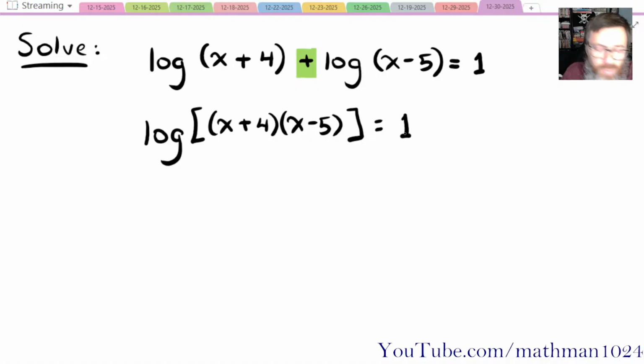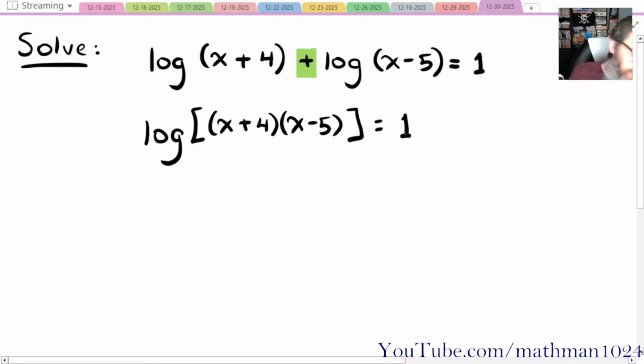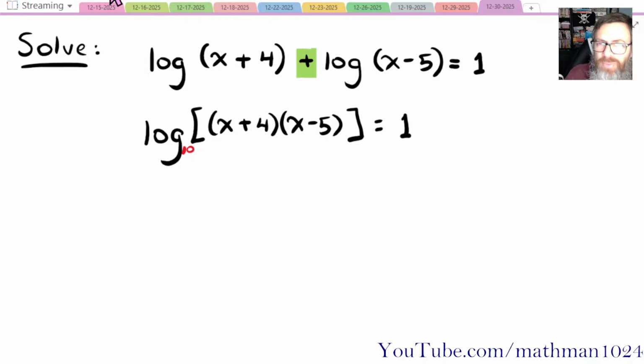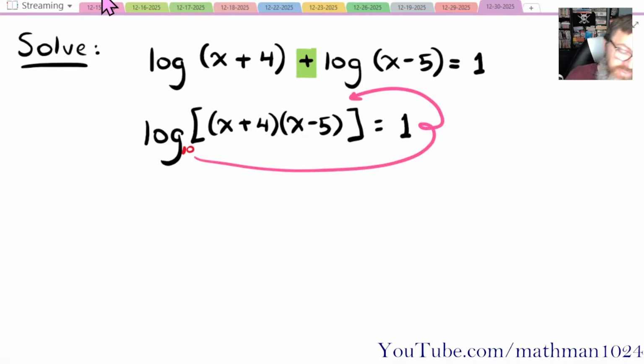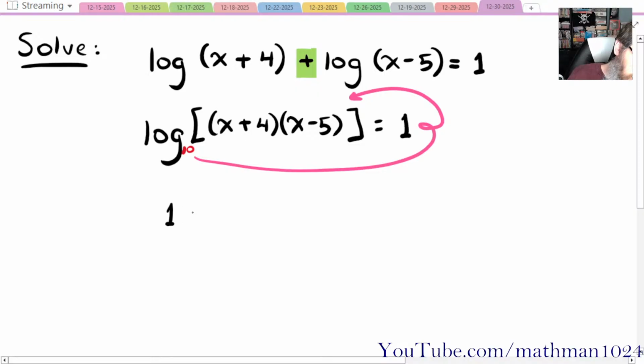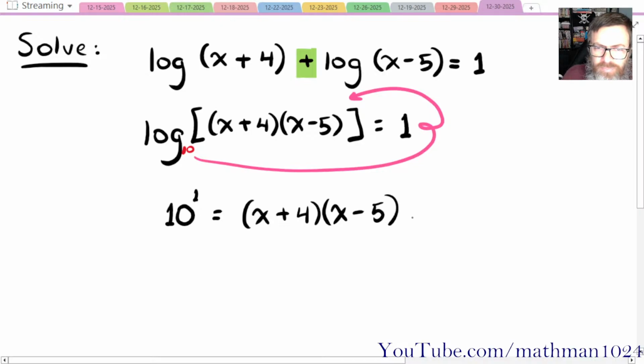Now, the thing we want to remember is that we're dealing with the common log, so there's no base that is explicitly written, but we do understand that it's base 10. So we want to rewrite this from a logarithmic equation to an exponential one. So 10 to the first power is equal to all the stuff on the inside. So 10 to the first equals the product x plus 4 times x minus 5. All right, seems like a simple enough equation.